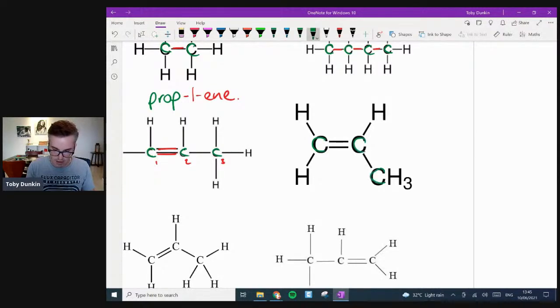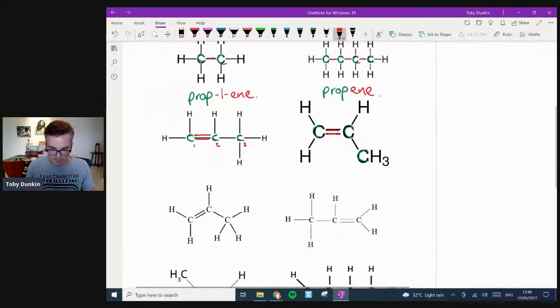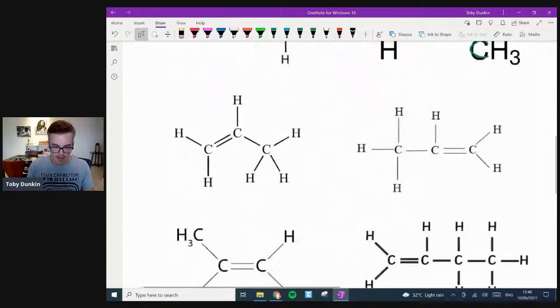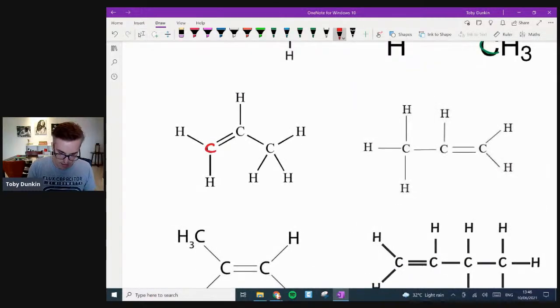3 carbons in the chain. Once again, it's prop. And again, it's got the double bond. So this is also propene. Now, I've done this deliberately to show you guys that you can get these kind of images in different formats. And it also reinforces prop, because prop is the one that most students forget, and it's the one that's most commonly asked at GCSE.